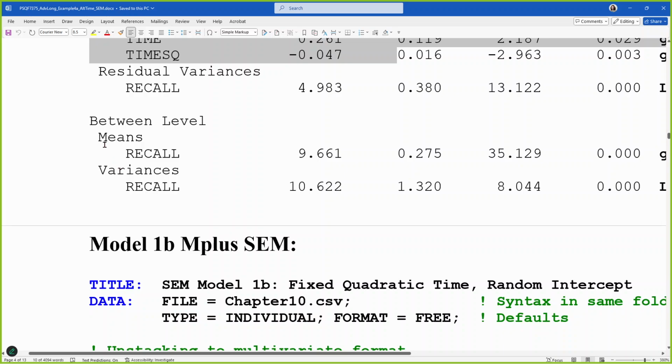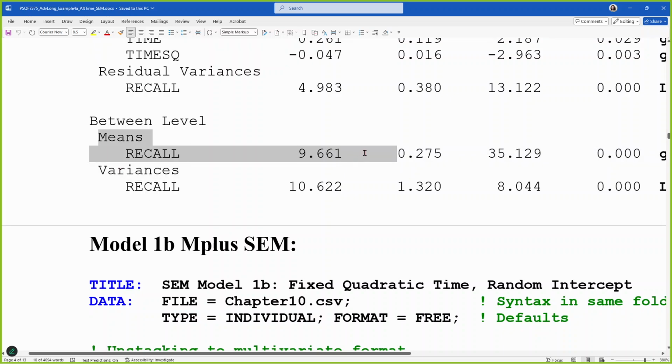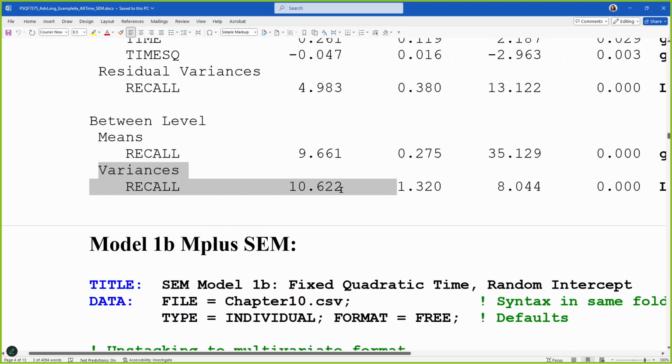On the between level, recall mean is still labeled as such because at the between level there's no predictors. Recall variance is labeled as such for the same reason. So what would I call this number? 10.6. What does the variance of recall at the between level translate into?